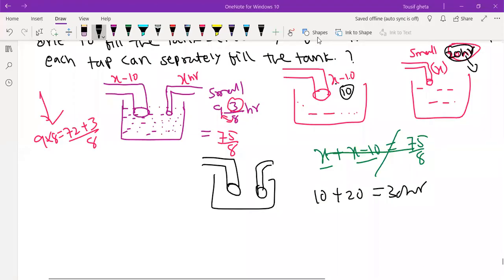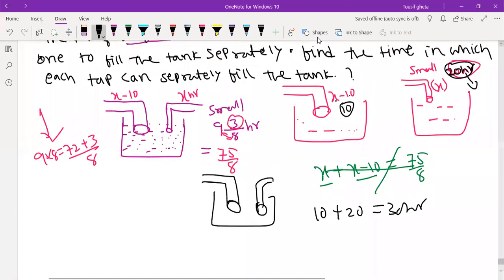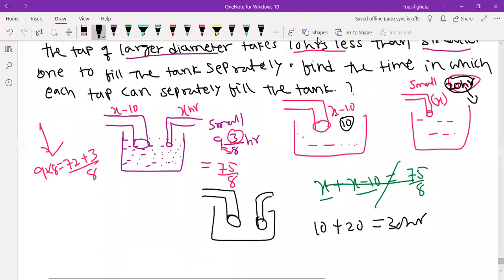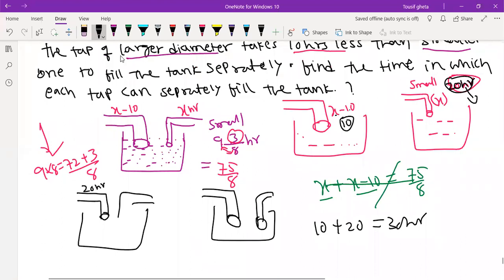What was my question? If you have a tank, and you fill the tank using the smaller diameter tap, it will take 20 hours. And if you keep both taps on, the larger diameter tap also, then the total time is what? 20 plus 10, 30 hours. Possible? The smaller diameter tap only will.